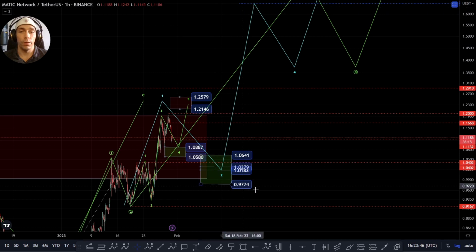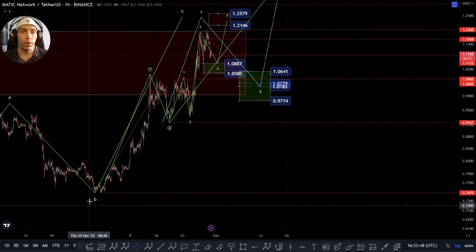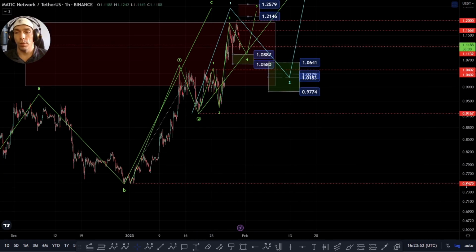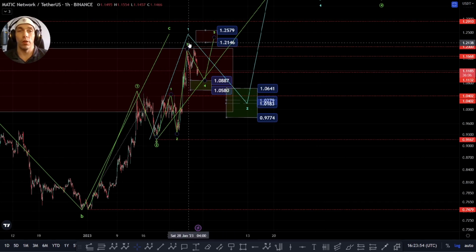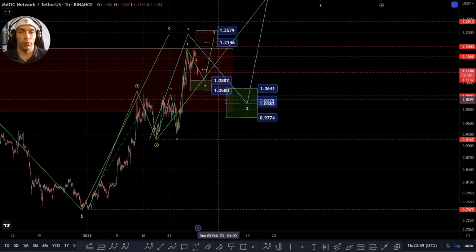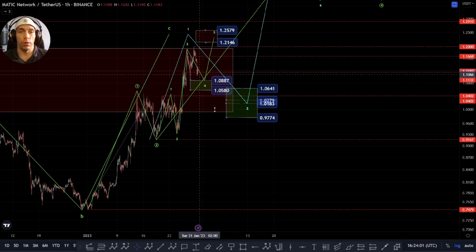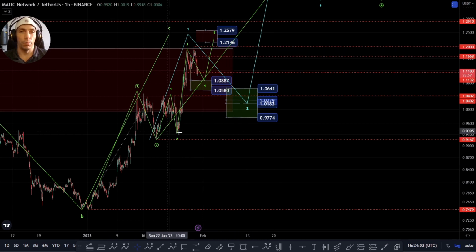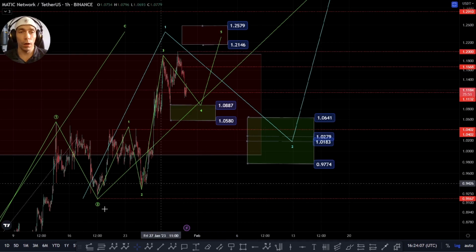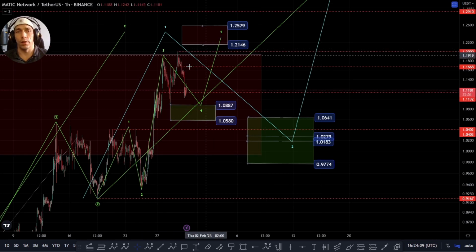Failing to develop this and actually breaking down here would then make it more likely that this is a corrective structure, but only once we break the 74.79 will we actually have confirmation. We'd probably have more confirmation by that point by the actual wave structure within the decline, and we'd be able to sort of map that out. But this is just something that we are tracking alongside the bearish side of things.